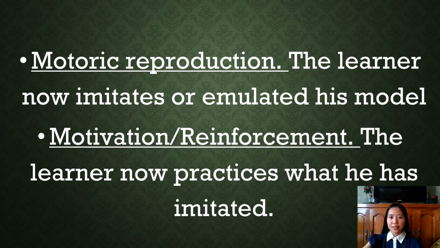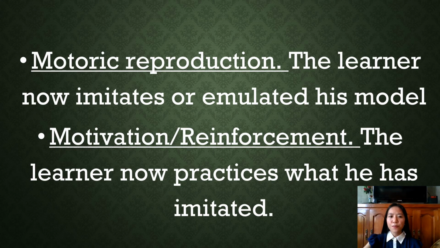The third process is the motoric reproduction, or simply reproduction. In this process, the learner now imitates or emulates his model. Reproduction is the ability to execute the model's behavior that was observed. This will also measure your retention ability because the way you enact what you observed will portray how good you are in remembering.